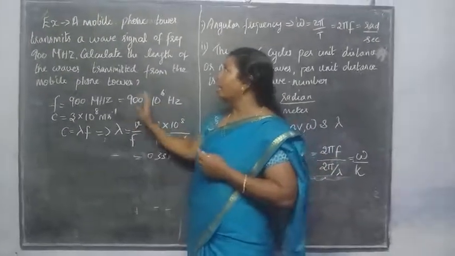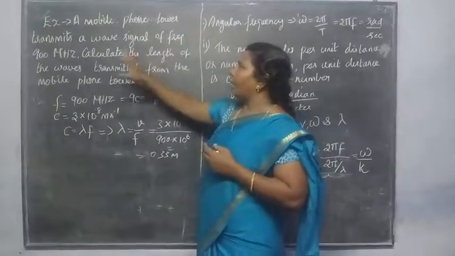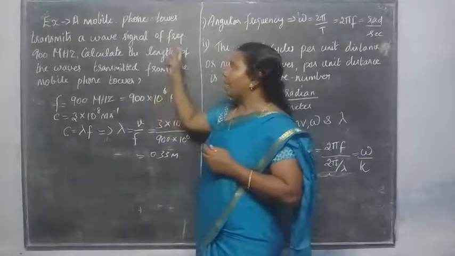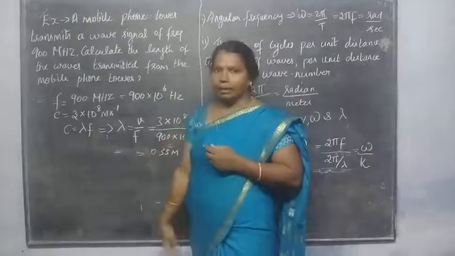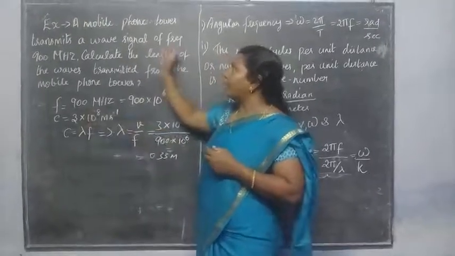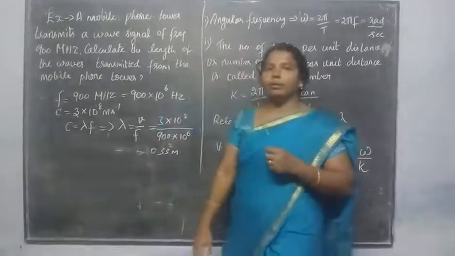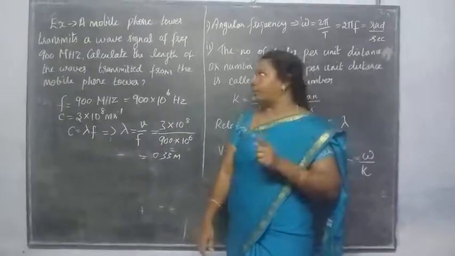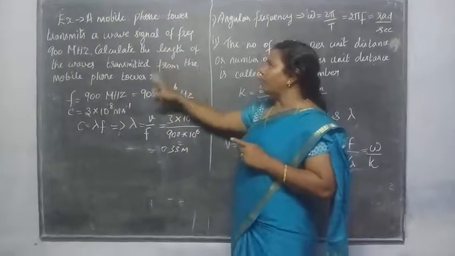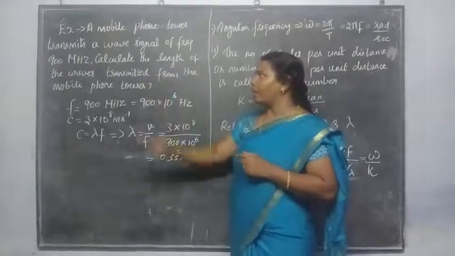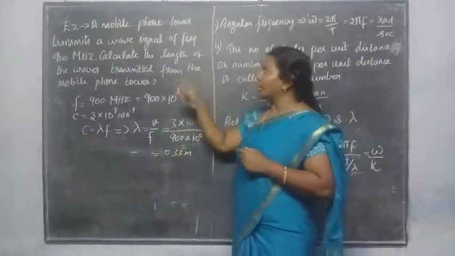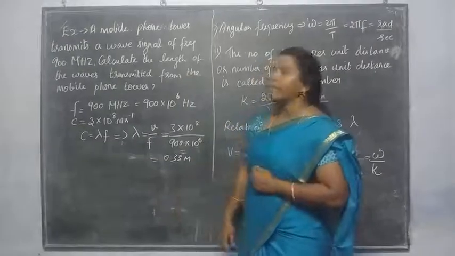This is a one mark question. A mobile phone tower transmits a wave signal of frequency 900 megahertz. Mega means what is the unit, ma? 10 power 6. Calculate the length of the waves transmitted from the mobile phone tower. So what are they asking? They are asking the length, that is, the wavelength.